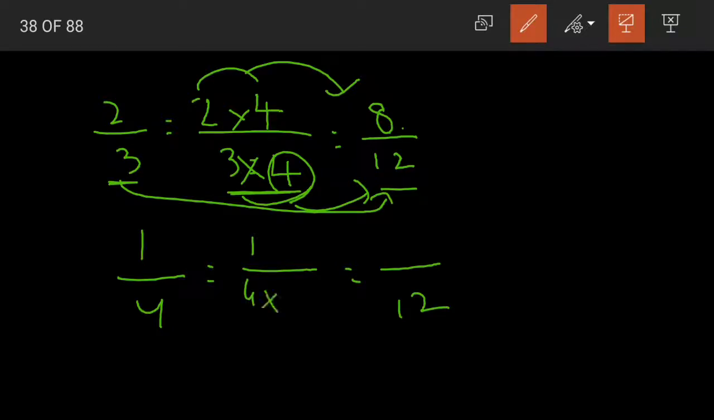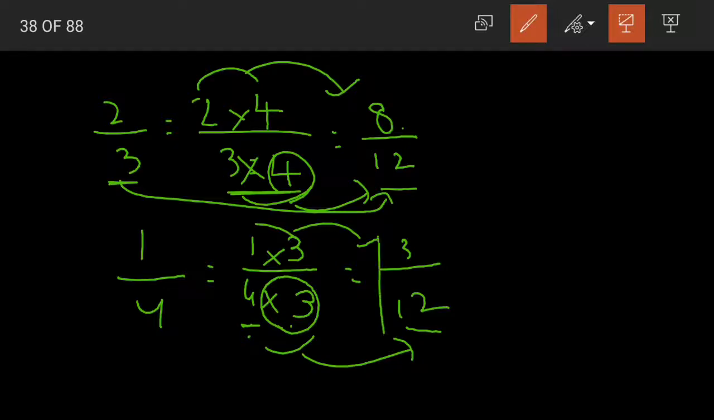The next fraction is 1 by 4. Again the denominator is 4. We have to get 12. How will we get 12, children? 4 into 3 is equal to 12. Yes, again as we have multiplied by 3 in the denominator, we will do the same in the numerator as well. So 1 into 3, 3. 4 into 3, 12. 3 by 12 is our second fraction.